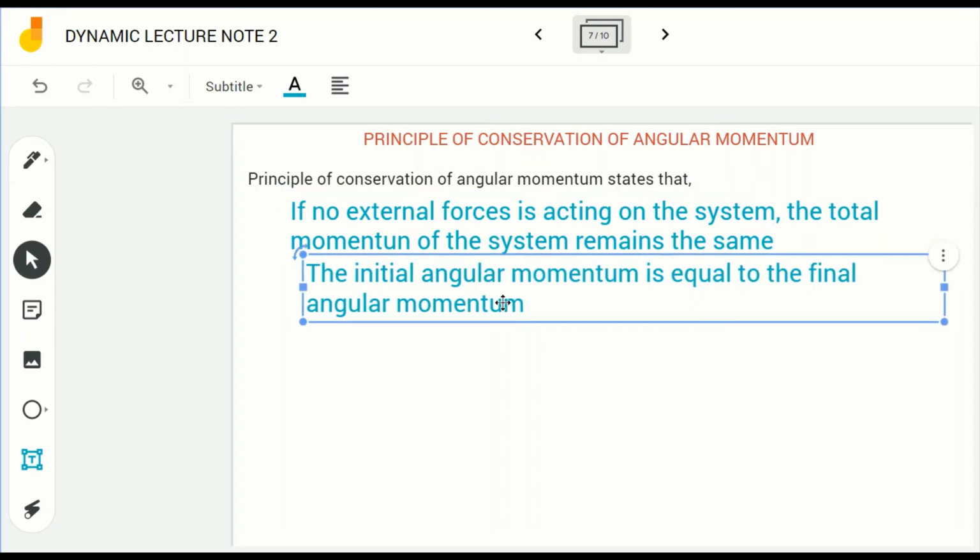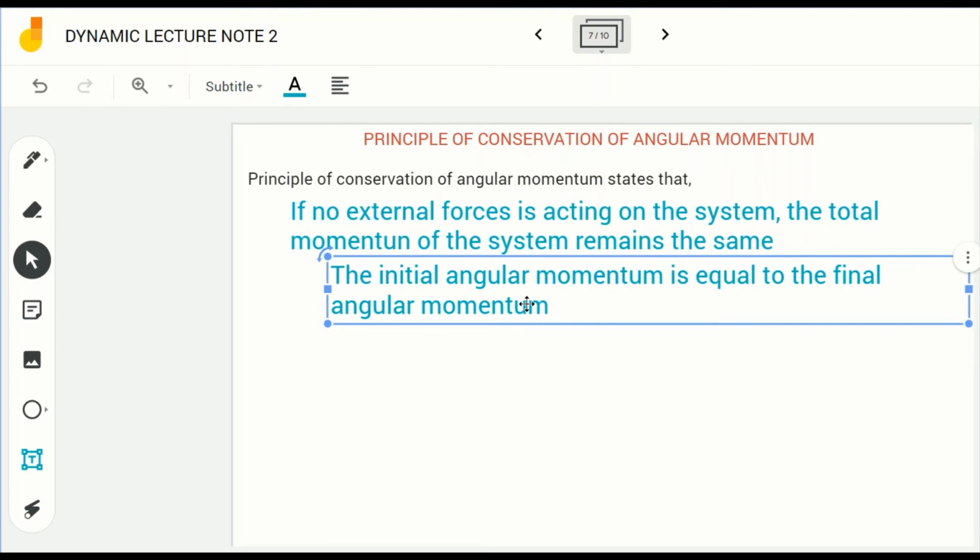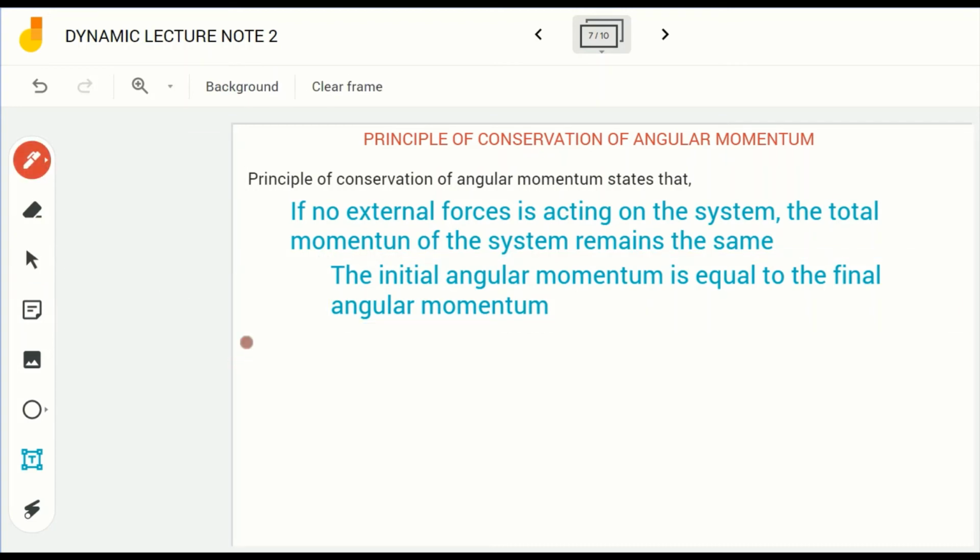Now, this is similar to linear momentum. If you recall, I gave us three formulas earlier where I said that angular momentum L is equal to mvr. Now, to apply this principle to this equation, we are saying that the initial angular momentum Li is equal to the final angular momentum Lf. That means that for the initial angular momentum, with this formula, Mi Vi Ri is equal to Mf Vf Rf.